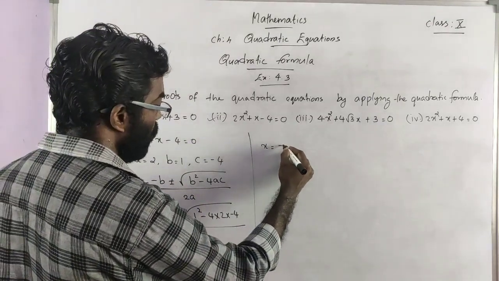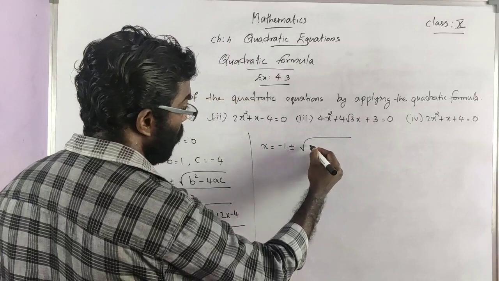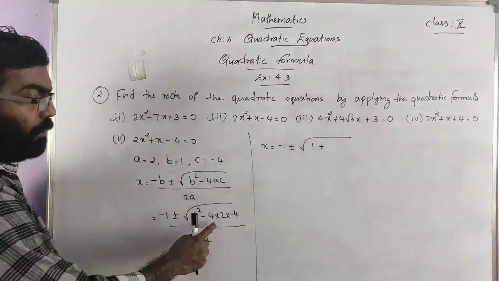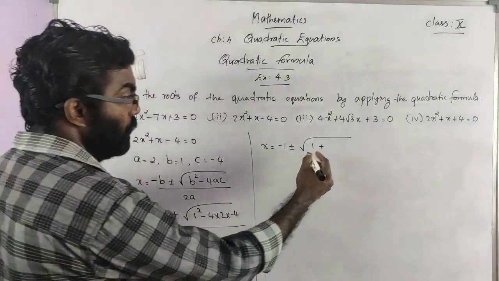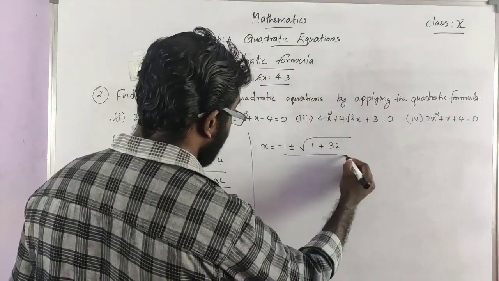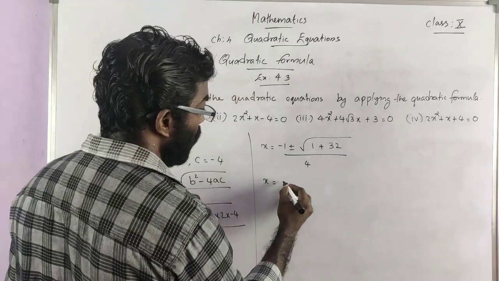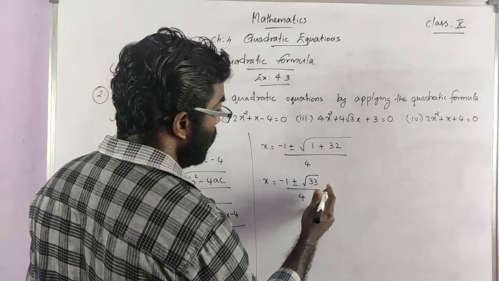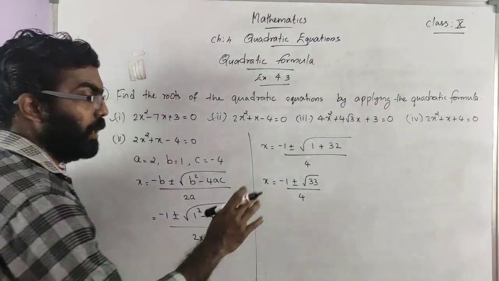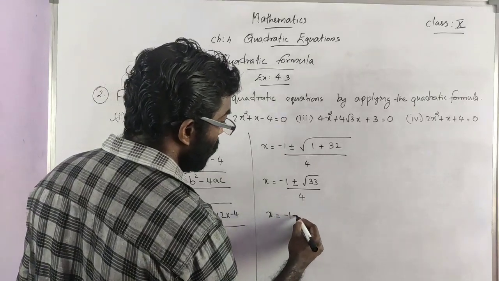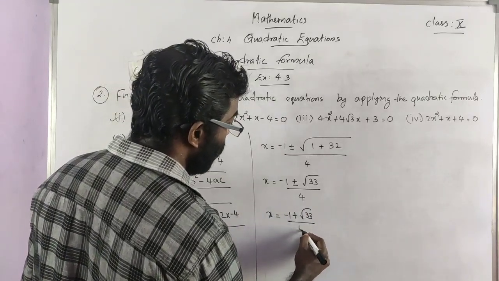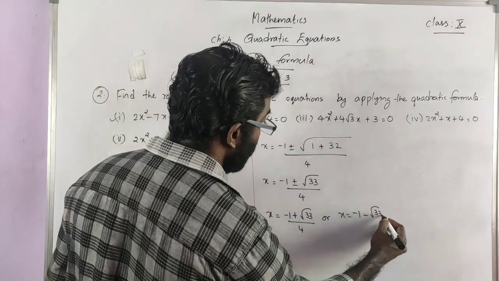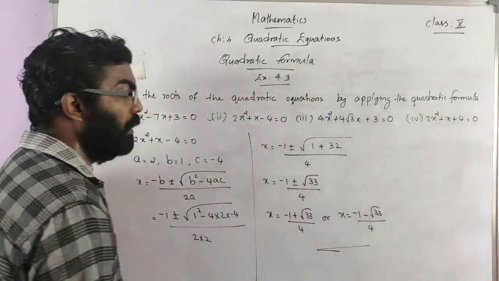That is x equal to −1 plus or minus root of 1² is 1. Here minus into minus, minus into minus is plus. 4 2s are 8 and 8 4s are 32. 1 plus 32 divided by 4. That is x equal to −1 plus or minus root 33 divided by 4. 33 is not a perfect square, so we can write it as it is. x equal to −1 plus root 33 divided by 4, or x equal to −1 minus root 33 divided by 4. These are the roots.